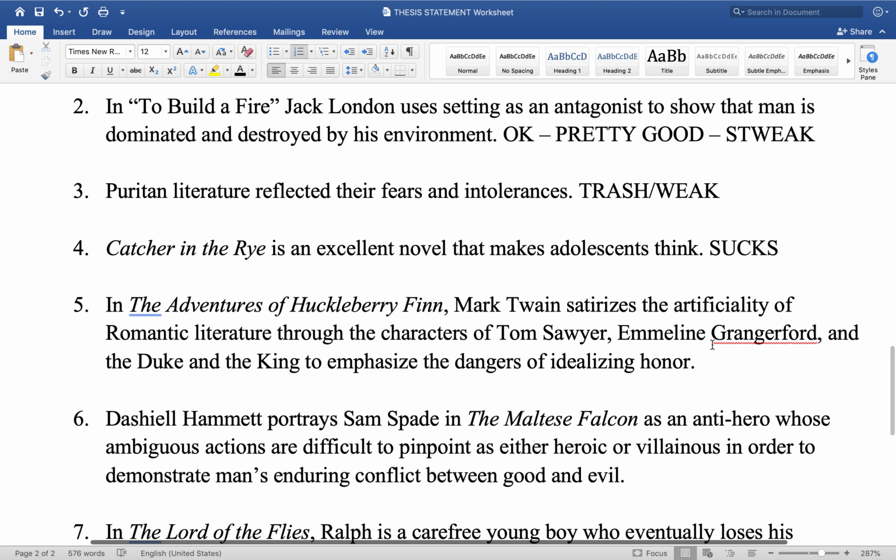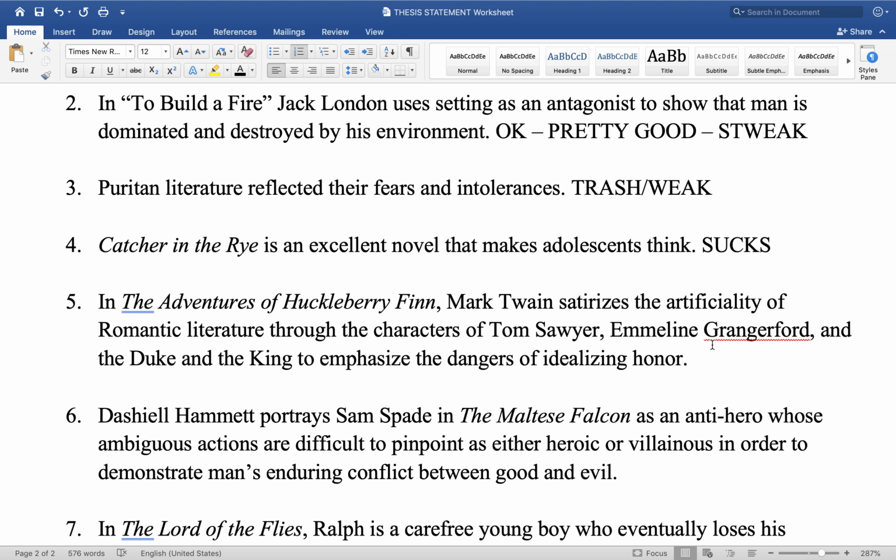"In The Adventures of Huckleberry Finn, Mark Twain satirizes the artificiality of romantic literature through the characters of Tom Sawyer, Emmeline Grangerford, and the Duke and the King to emphasize the dangers of idealizing honor." I think this one is strong. I like it. I like it.